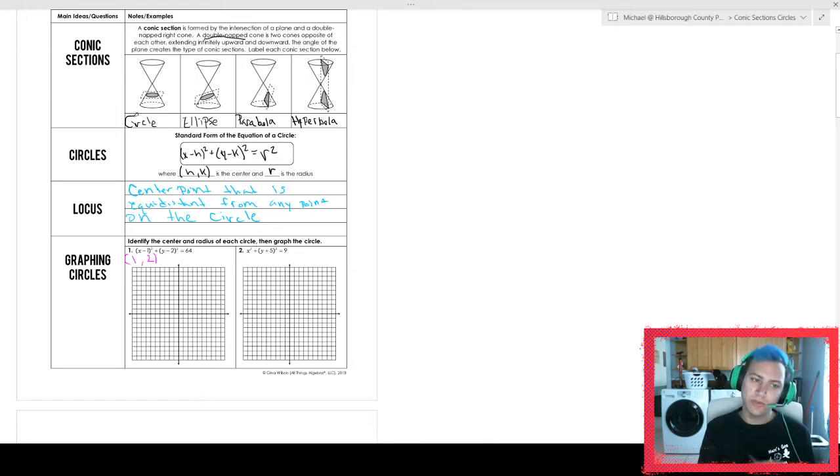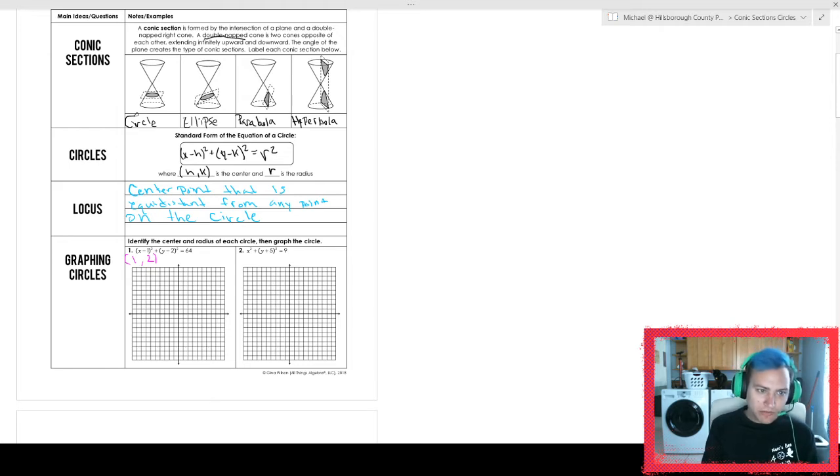Any sign that you see, you always switch it. Also make a note that if there is no number next to it, like here where you see just x squared, and I did a couple of these in class, it just means that it's plus 0. It's x plus 0 squared. So the x value is at 0. So that can kind of help you there.